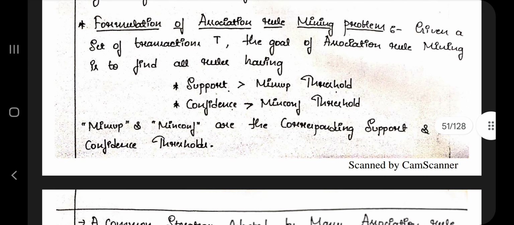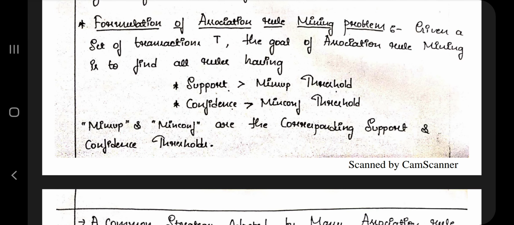And formulation of association rule in data mining. Okay, so what is the rule we are trying to find out? Support should be greater than some value, confidence should be greater than some value. If these two are greater than the minimum values which we define, then it will be considered frequent. Else, if it is less than that value, it means not frequent.